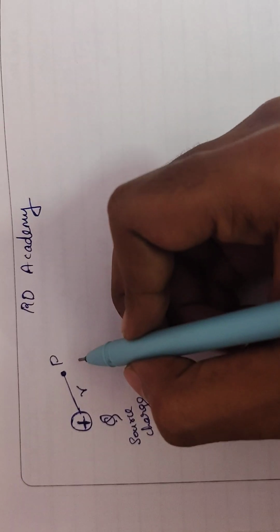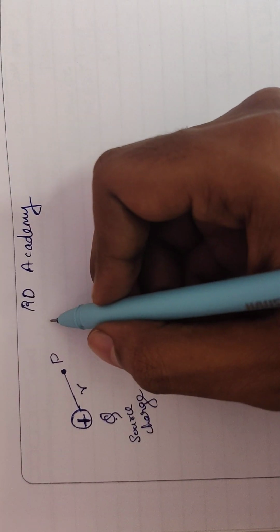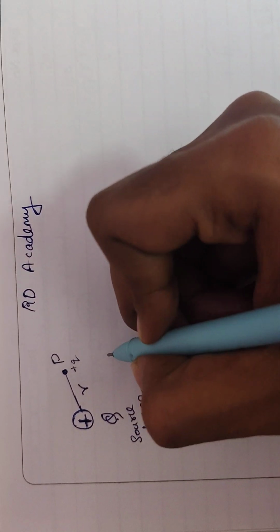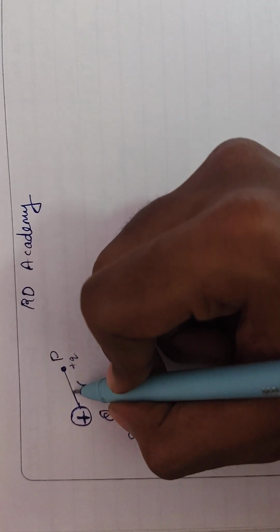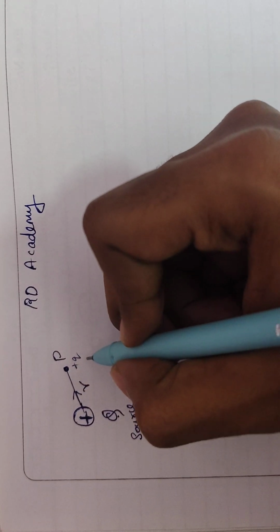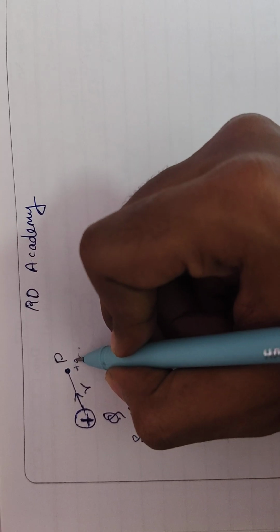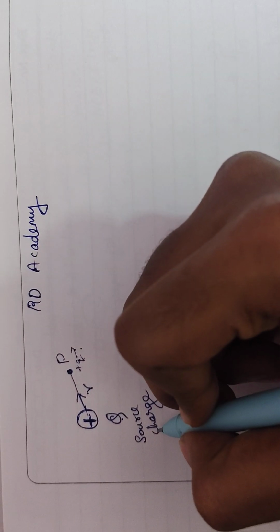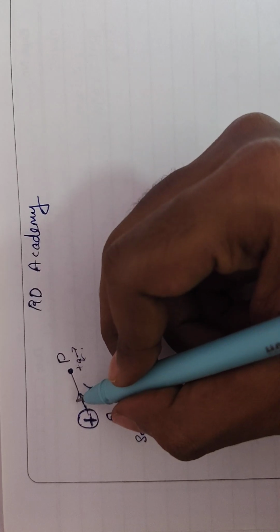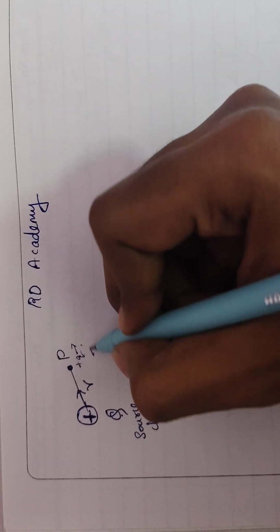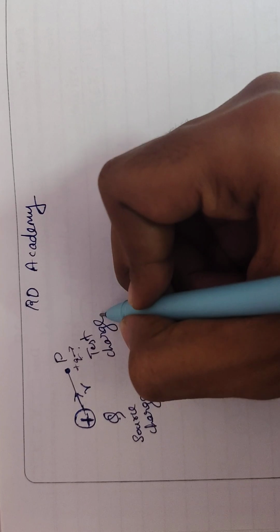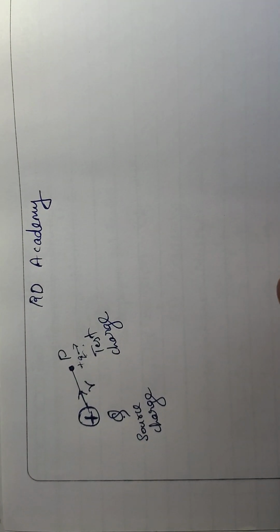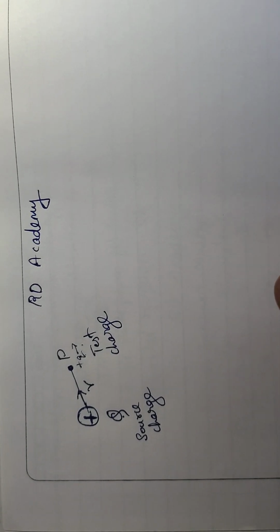Now I am here, there is no other charge. The other charge that you bring to experience the force, what happens if I bring small q here? Then this electric field here, which is in this direction for a positive charge, will exert an electrostatic force on this small charge and it will move in this particular direction. Source charge is that particular charge which produces the electric field. Test charge is that particular charge which experiences the electric field. I hope there is no doubt between source charge and test charge now.